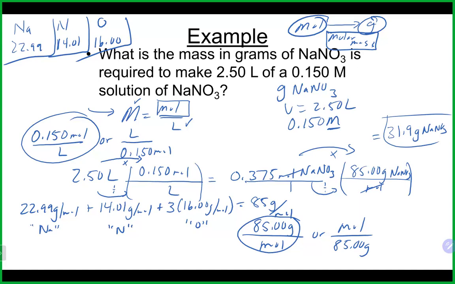So what does that number represent? Well, that number represents if you wanted to make this solution, you should weigh out about 31.9 grams of sodium nitrate. You should add some water into it, give it a mix, shake. Maybe not so much shaky. And you should at that point hopefully have a 0.15 molar solution of 2.5 liters. Any questions on that? All right.